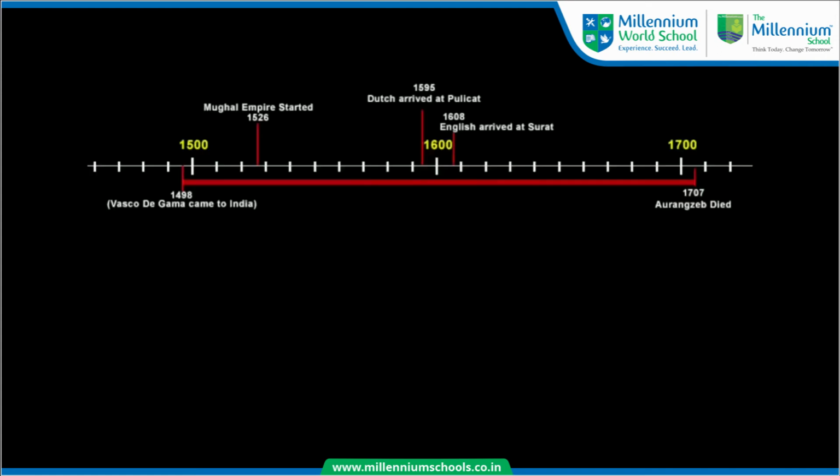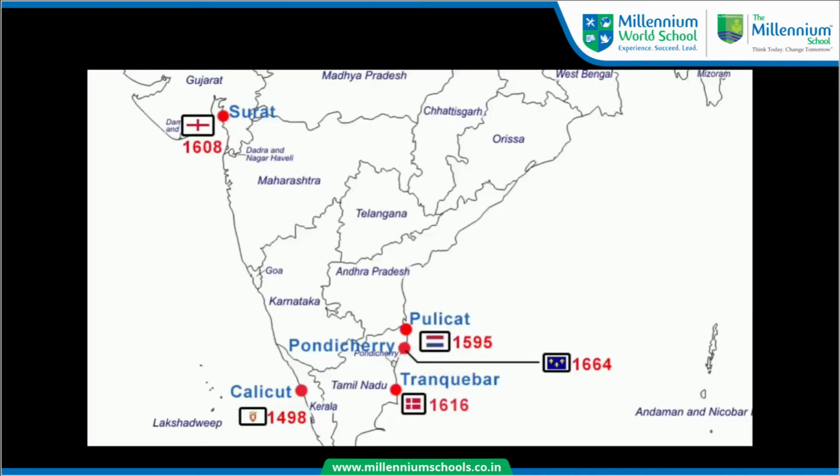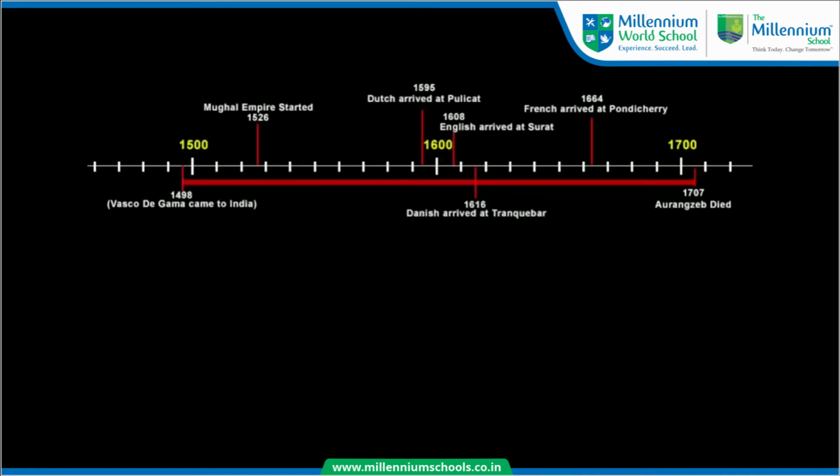Cool. Now that we have the dates on the timeline, let's understand how the British arrived in India, because that's what we are interested in. You see, everyone arrived at different locations. Since the Portuguese came to India almost 100 years before any of the other European traders, they had more trading posts compared to the other European traders.